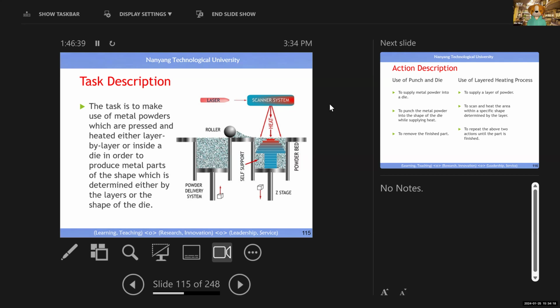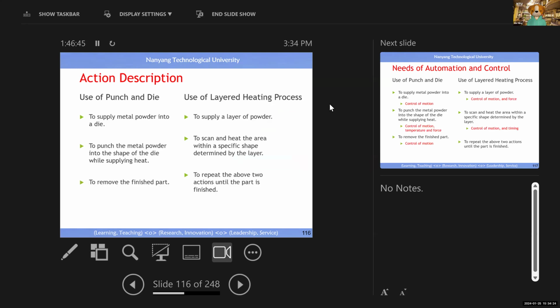So you will see we print layer by layer, right? Use the metal powder, right? So it's very important. Then okay, we have two videos. First video uses the pressure. We have a punch and a die. Then you see the action. Second one looks very much like 3D printing, right? Before, 3D printing used a polymer, but here you see we use metal powder, right?